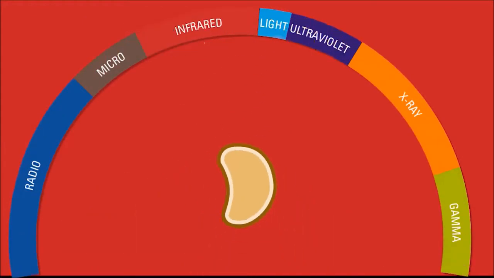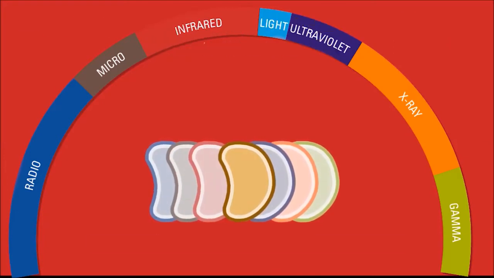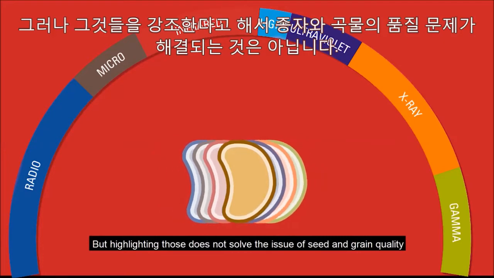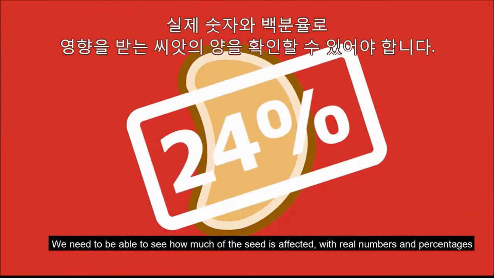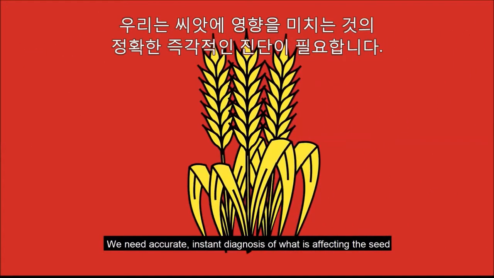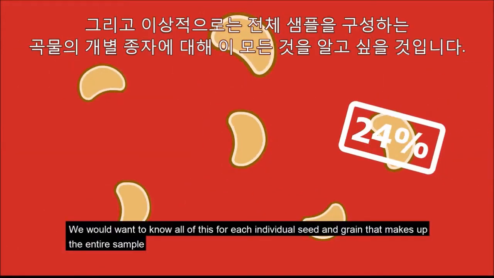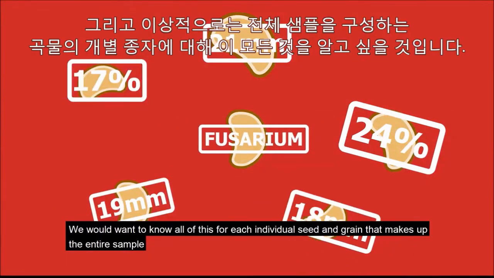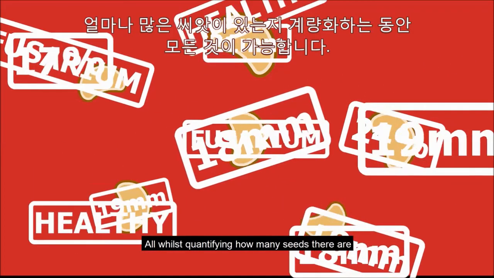The answer? Multispectral imaging. Multispectral imaging allows the invisible bands of the electromagnetic spectrum to become visible. These hidden quality indicators become easy to see through multispectral imaging, but highlighting those does not solve the issue of seed and grain quality. We need to be able to see how much of the seed is affected with real numbers and percentages. We need accurate, instant diagnosis of what is affecting the seed. And ideally, we'd want to know all of this for each individual seed and grain that makes up the entire sample, all whilst quantifying how many seeds there are.